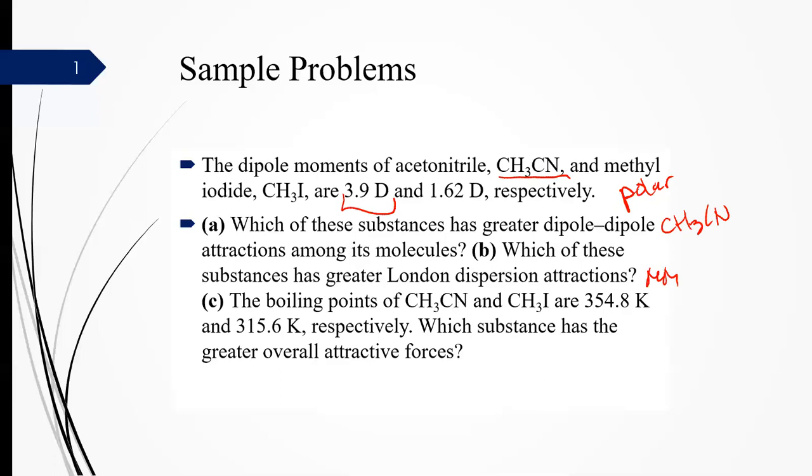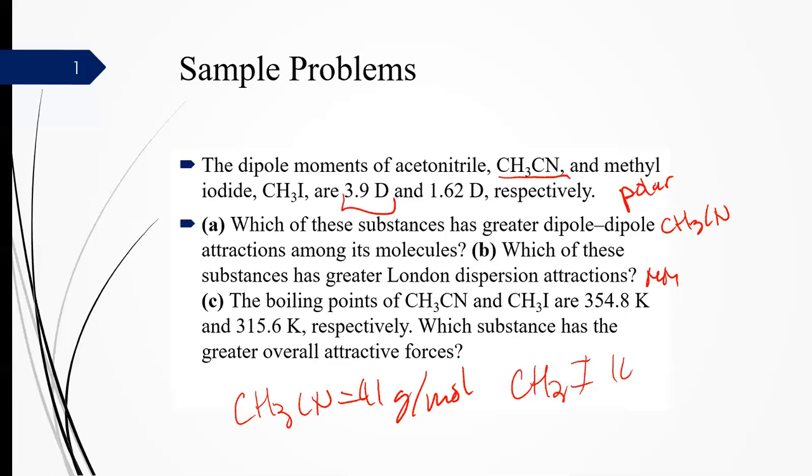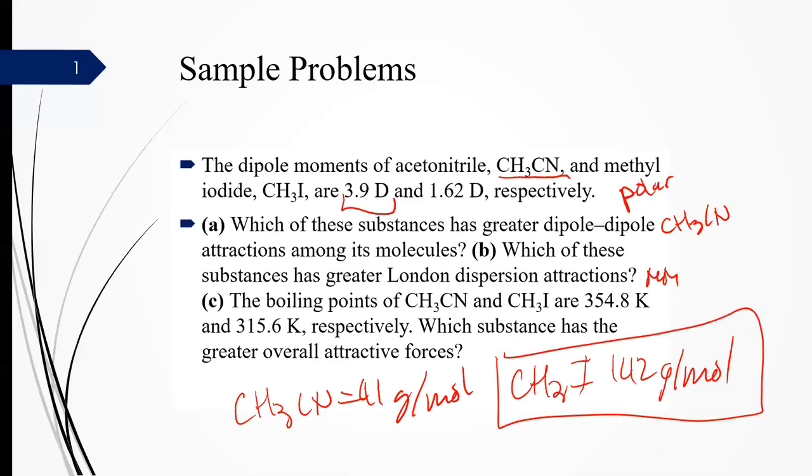So in this case, CH3CN has a molar mass of 41 grams per mole. CH3I has a molar mass of 142 grams per mole. And so CH3I is going to have more London forces. So even though it has less dipole forces, it can still have more London forces because London forces is about molar mass, not about polarity. Dipole forces are about polarity.